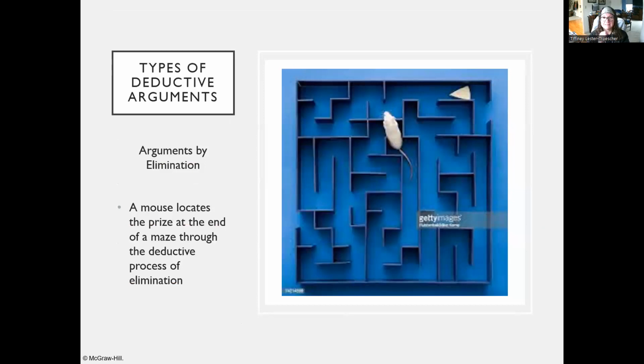An easy example of deductive argument or deductive reasoning is a mouse finding its way through a maze. It uses process of elimination. If you have looked at any Sherlock Holmes stories or the movies or the TV show, think about how he uses process of elimination to come to his conclusion.